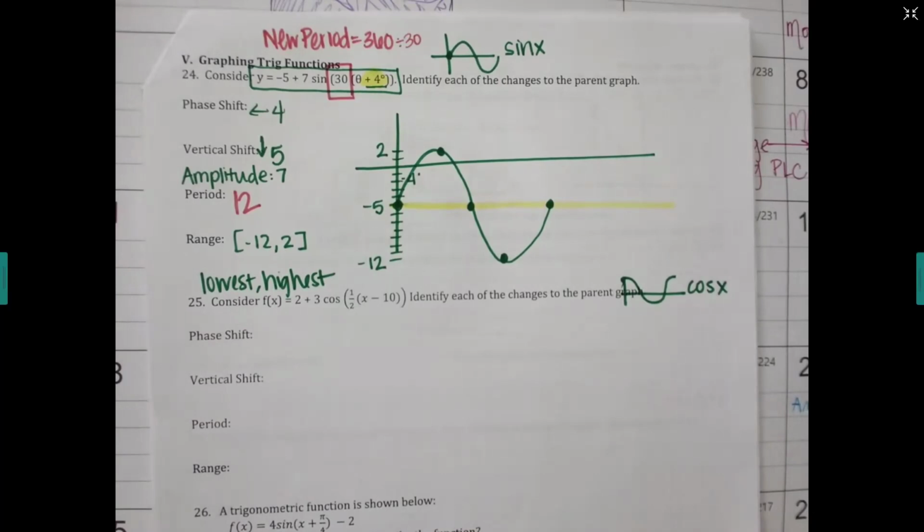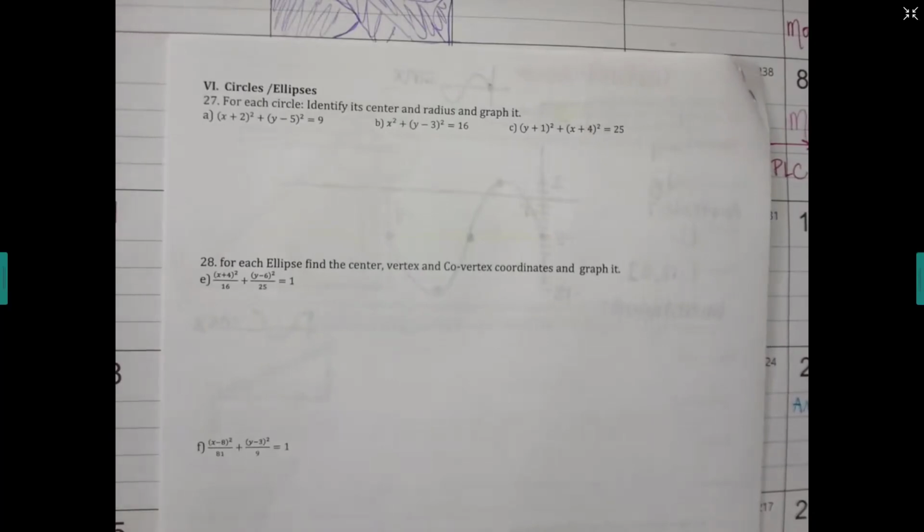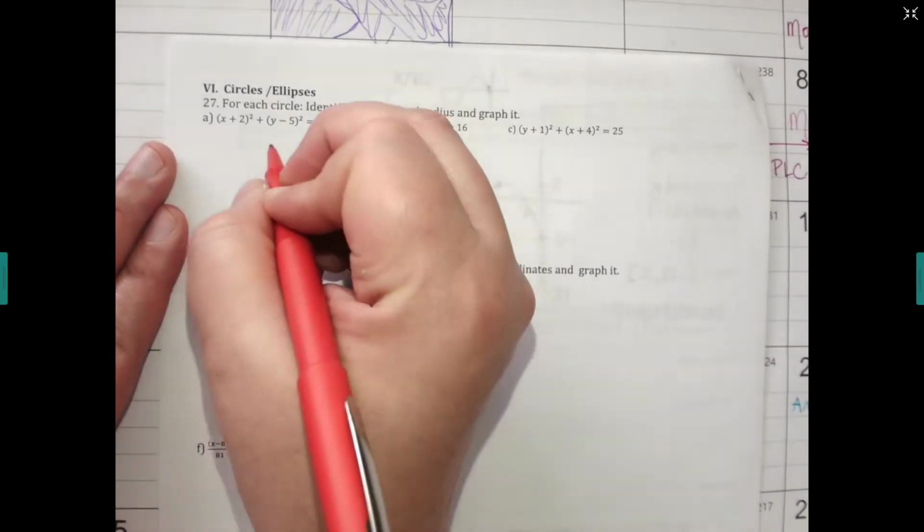So for 27, let's do the first one. Yes? Questions are going to be, it's only 20 questions. Is it on paper? It is on paper. Oh. All right, so look at A.